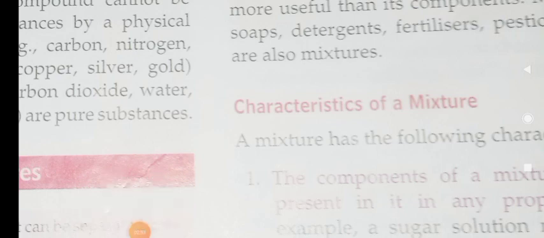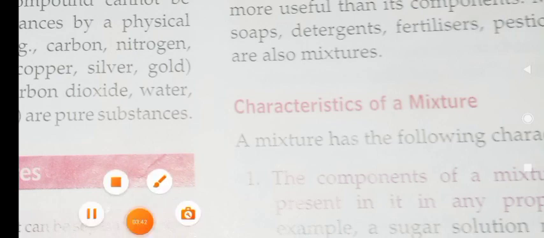Do you understand, children? The next characteristic is that the components of a mixture coexist without chemically reacting with each other. So even though they are mixed together, they will not react with each other. The third characteristic is that the components of a mixture retain their properties. For example, if you are preparing a sugar solution, sugar and water, the sugar will retain its sweetness, and the water's liquid nature will be there. That will not be changed.